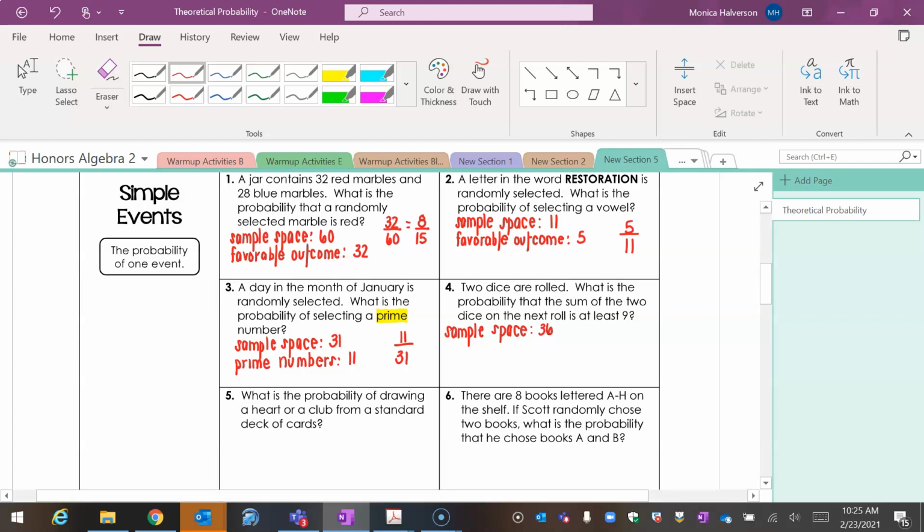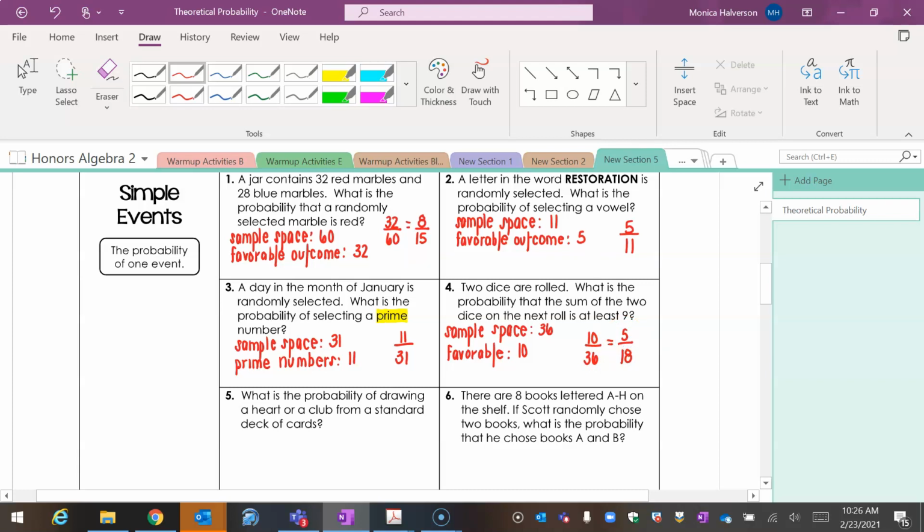So 1 plus 1, 1 plus 2, 1 plus 3, 1 plus 4, 1 plus 5, 1 plus 6. That's 6 choices per side of the first dice. So there's 36 total. Now, what is the probability or the favorable outcome that it's at least 9? So it's 9 or higher. Well, that favorable outcome, there's 10 different ways that you can get that. So it's 10 of 36, which would simplify into 5/18.